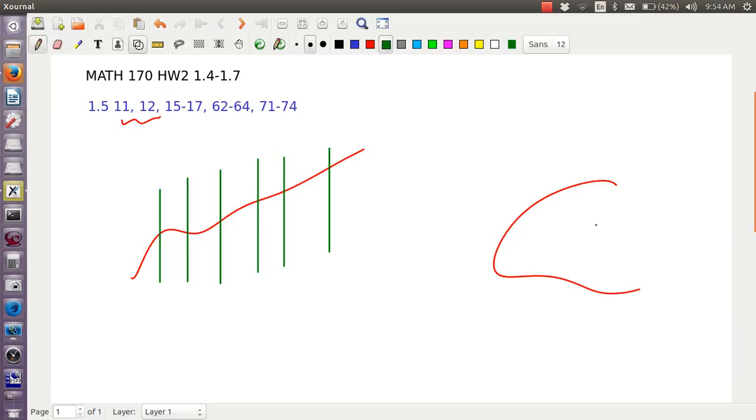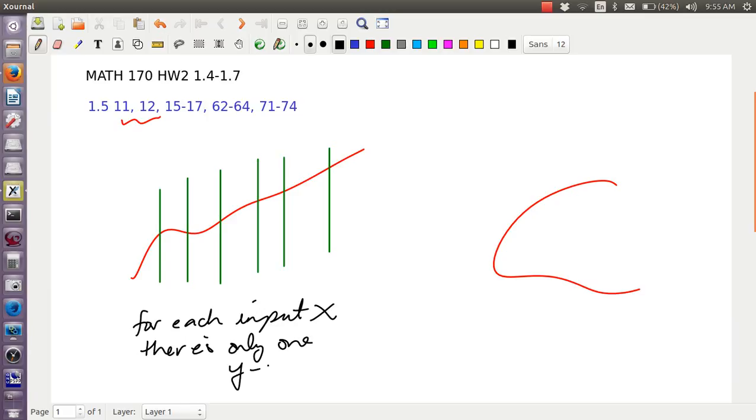And if all those vertical lines pass through the function exactly one time, it's your way of indicating that for each input x, there's only one y value. Now notice it doesn't go the other way around. I can go like that and hit more than one point. That's allowed, but as long as the vertical line test passes vertical lines, we're good.